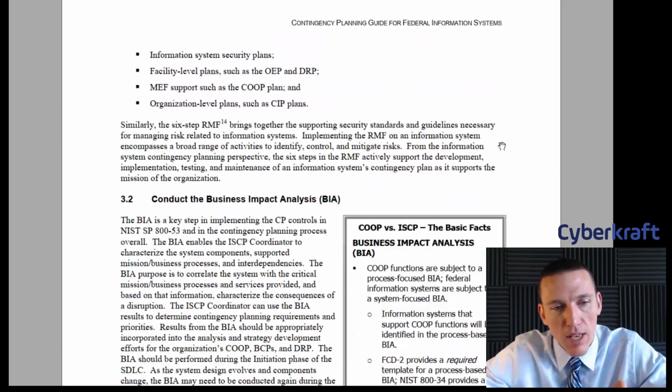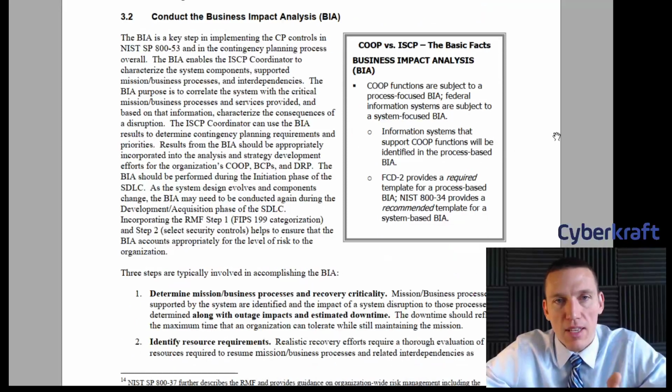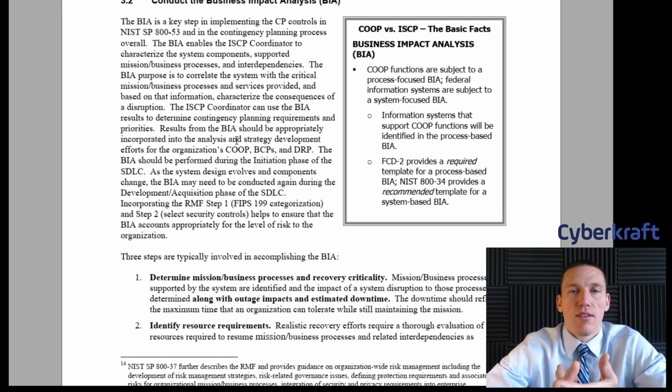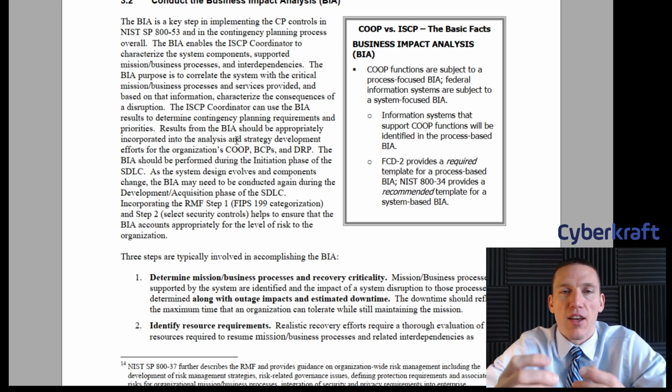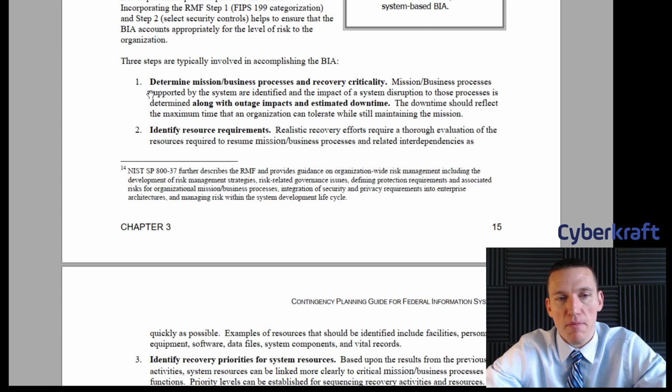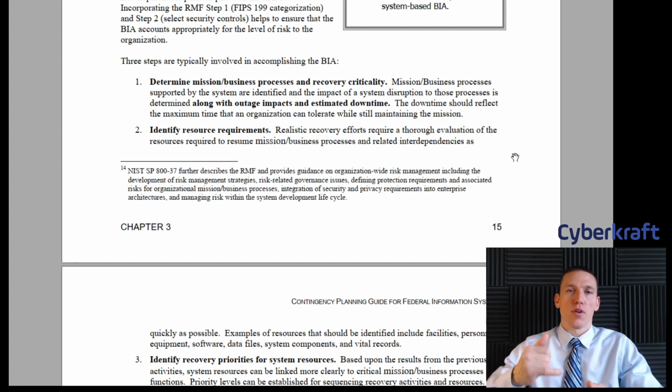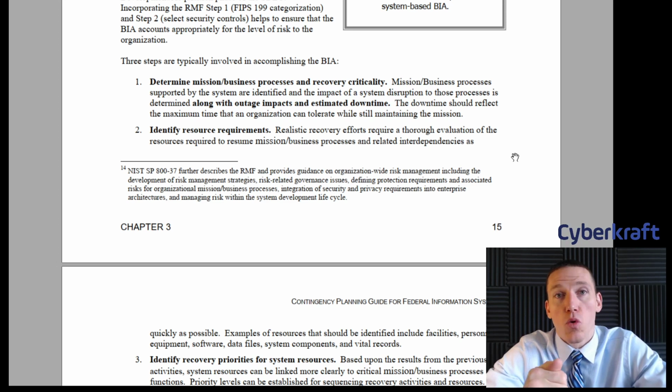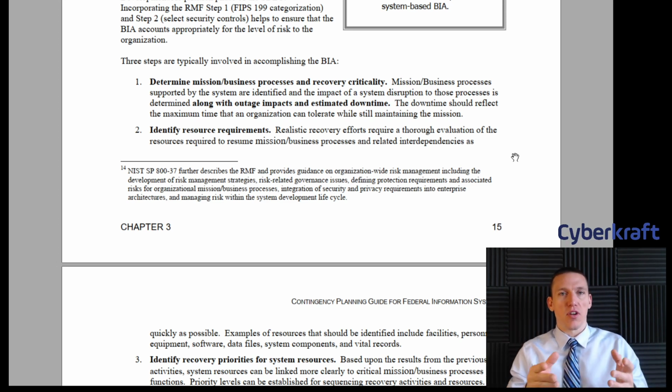Okay, so here we talk about conducting the business impact analysis, okay? So the business impact analysis, as we said, talks about all the business processes, and there's steps involved. So we have, first, determining the mission and business processes, their criticality. So we're assigning a level of criticality or importance to each business function. What business functions are needed to continue our operations?